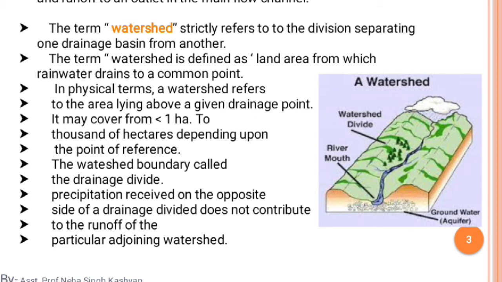Okay, then precipitation received on the opposite side of a drainage divide does not contribute to the runoff of the particular adjoining watershed. That is very important to understand कि जो precipitation होता है, मतलब क्या समझते हैं आप, रेनफॉल होता है. बेसिकली जो रेनफॉल होता है, जो वाटर होता है, वो रिसीव होता है ड्रेनेज के अपोजिट डायरेक्शन में, टूवर्ड द स्लोप, टूवर्ड्स द ग्रेविटी हम कह सकते हैं. ग्रेविटी के अकॉर्डिंगली ही वो एक कैचमेंट एरिया में इकट्ठा होता है, पानी कलेक्ट होता है. और कंट्रीब्यूट होता है, जिससे हम रन ऑफ को रोक सकते हैं. राइट, सो दैट इज द वाटरशेड.